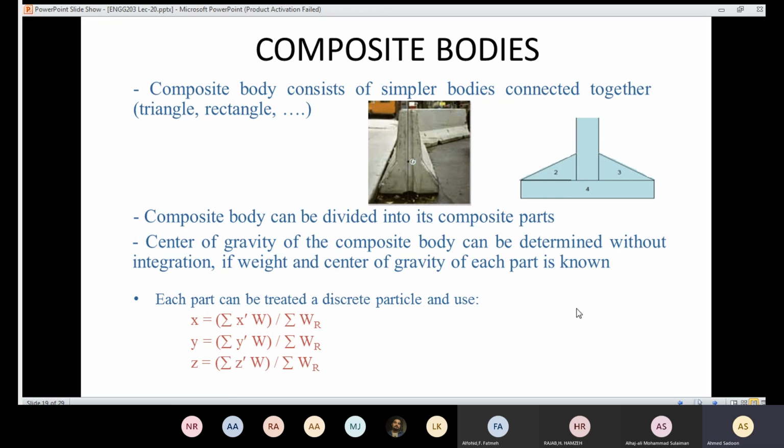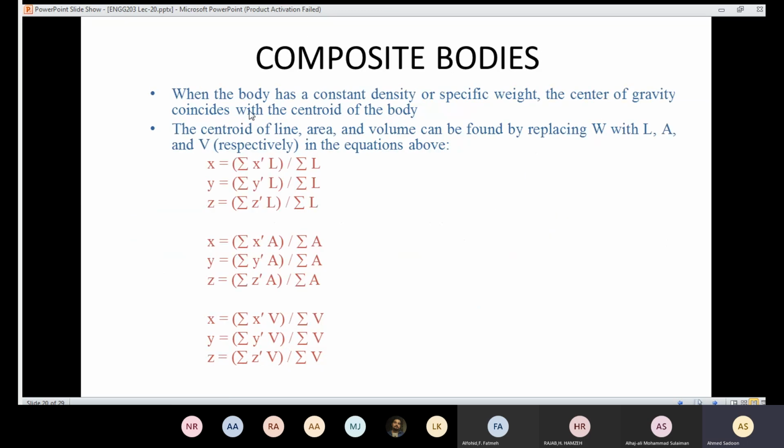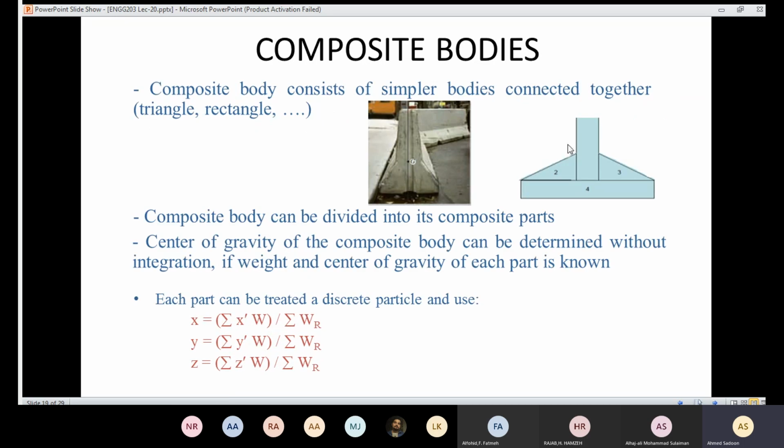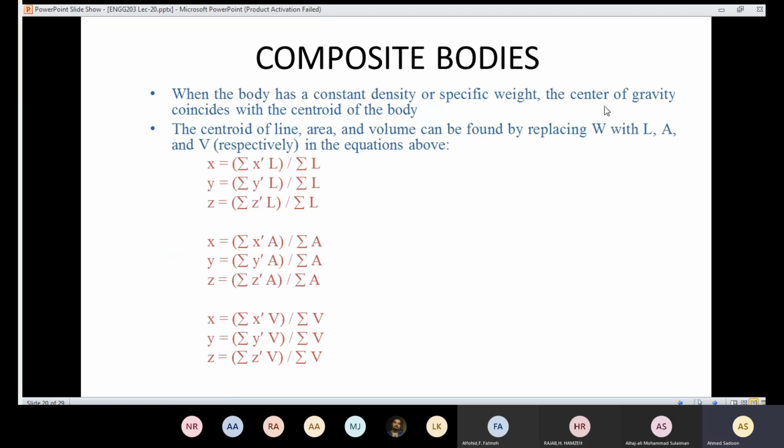And also, it's very important to know that if the body has constant density or a specific gravity, so if this body has the same specific gravity, in that case, the center of gravity is going to coincide with the centroid of the body. So the location of the center of gravity is going to be the same as the location of the centroid. But the body should have constant density or constant specific weight.